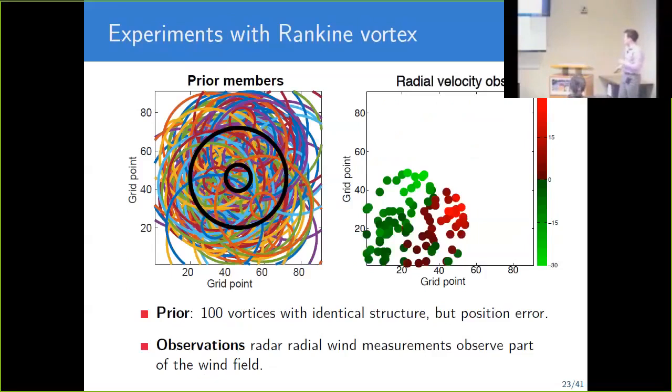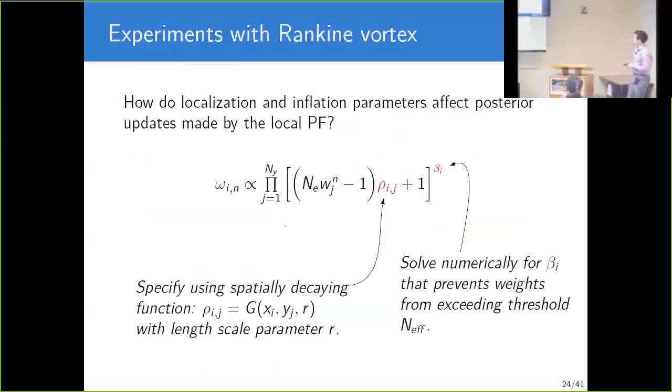On the right here, I'm showing you some observations I created from the truth with some added errors. These red values right here are positive tangential radial winds, and negative radial winds are shown right here in green. I'm mimicking what happens when you fly a plane into a tropical cyclone, or say you have a radar and you're measuring one quadrant of a mesovortex or something like that. This is an application that is seen a lot in weather prediction. I'm going to assimilate these observations based on that prior to give you a picture of how this localized particle filter is going to form updates. In particular, what I'm interested in is examining the sensitivity of this update to rho and beta.